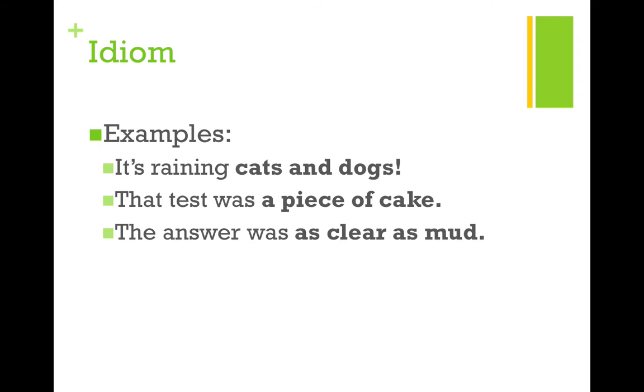How about that test was a piece of cake? Unless I put a piece of crumb cake on your table, that test was not actually a piece of cake. It's a way of saying that it was easy. Or saying that the answer was clear as mud. Well, mud is not clear, and this little phrase is saying that the answer really was not very clear. The parts that are bolded are the idioms. And one thing I want to point out is when you are writing an expository text or when you are writing your theme statements, try to stay away from idioms because not everybody understands an idiom. They think it might be the literal meaning. So stay away from idioms.